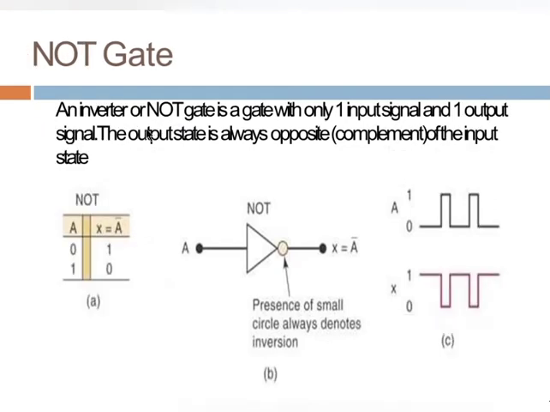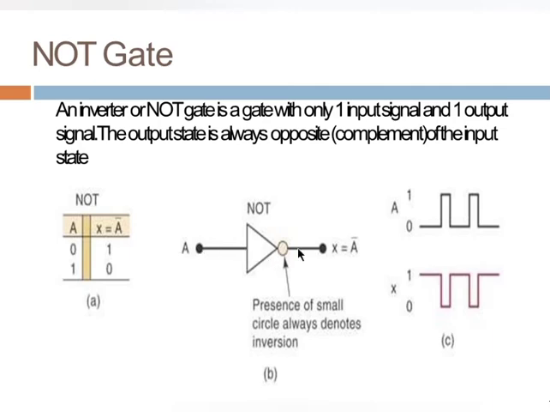Next is the NOT gate. The NOT gate is commonly known as an inverter. An inverter or NOT gate is a gate with only one input signal and one output signal. The input state is always the opposite or complement of the output. So the output is always the complement of the input. This is the truth table that we have learned in the previous session, and this is the symbolic representation.